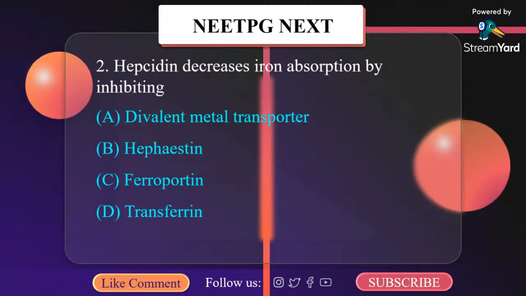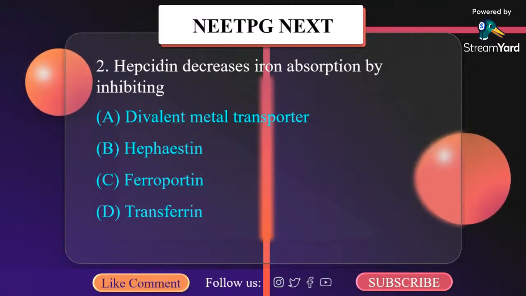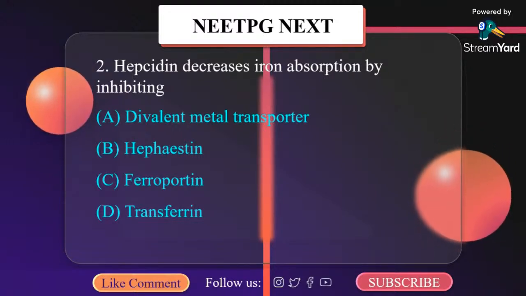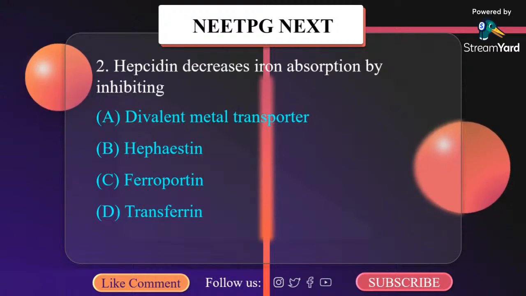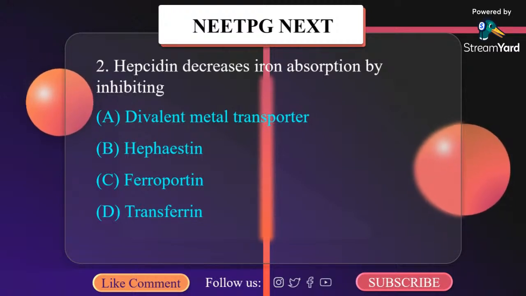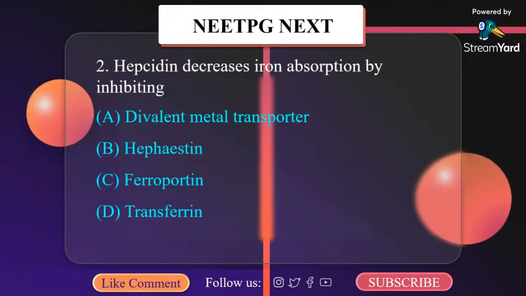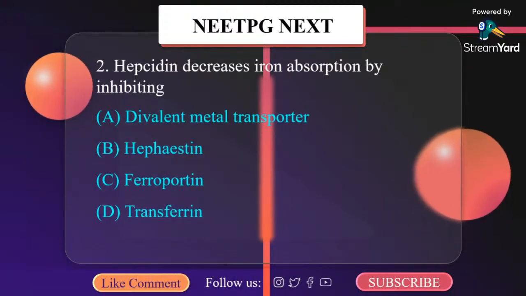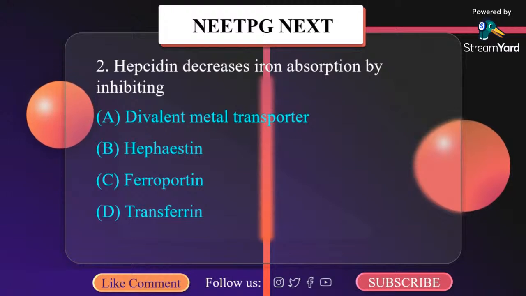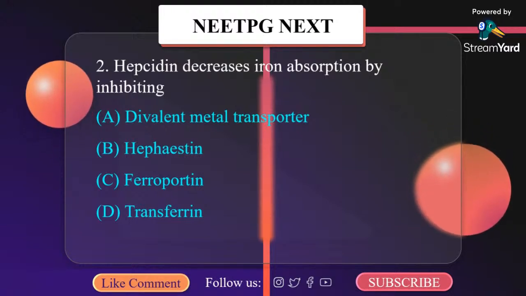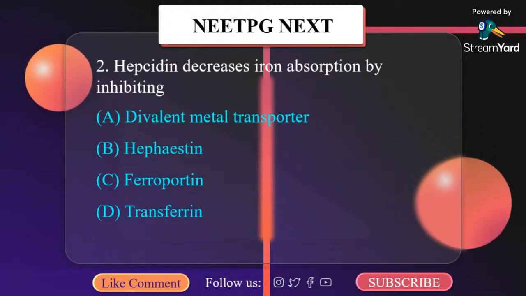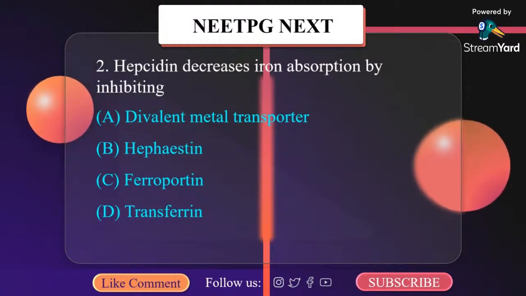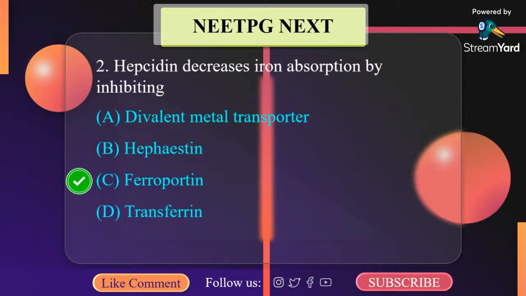Hepcidin synthesis and secretion by liver is controlled by iron stores within the macrophages, inflammation, hypoxia, and erythropoiesis. Now, regarding the other options, divalent metal transporter absorbs divalent metal ions from intestine, especially ferrous. Hephaestin is involved in homeostasis of iron and copper. Transferrin is a protein which is responsible for the transport of iron. So the correct answer here is C, ferroportin.